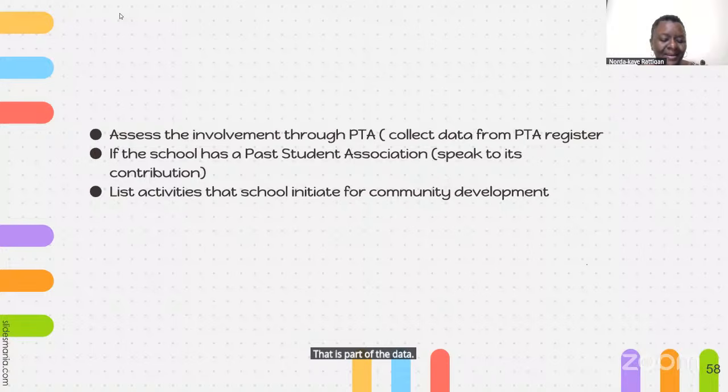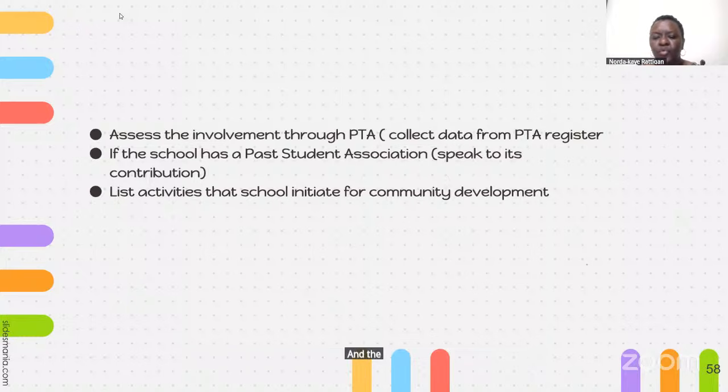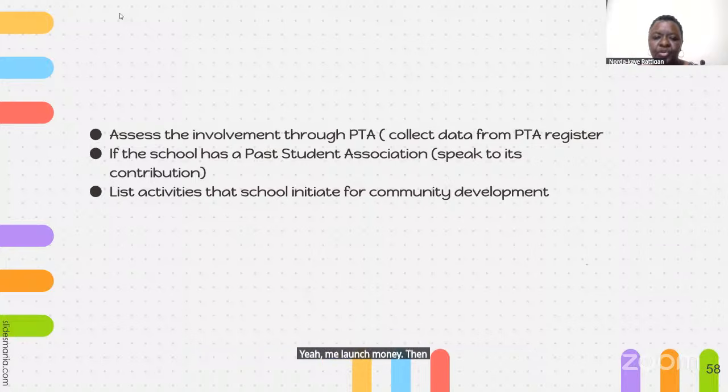Remember that you will have, depending on the level of school that you have, for the infant and the primary schools, you will be able to look at data of the level of participation you have from the parents in terms of getting the resources the student needs: books, pencils, lunch money, school uniform, things like those. How many students don't have books? These are things you will know about your parent involvement. So not just attendance, you pull on other data like this.